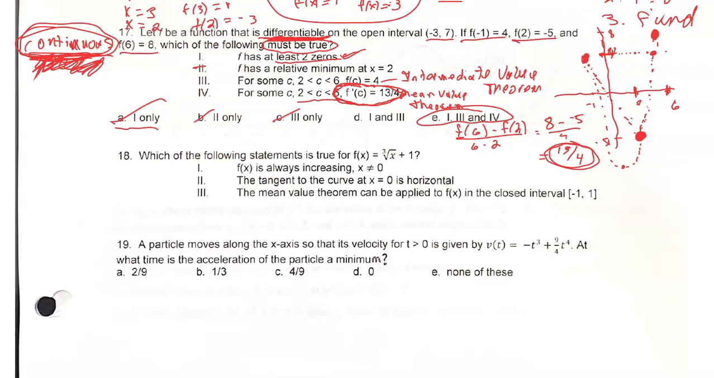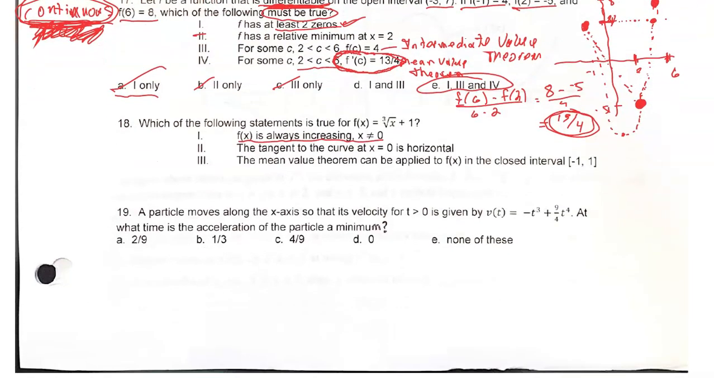Okay, 18, which of the following statements is true? For this one, I like this one too because it brings back one of the things that we haven't dealt with a whole lot today. If I have this function, it says the function is always increasing except at x equals 0. So the idea of increasing we can figure out by our derivative.